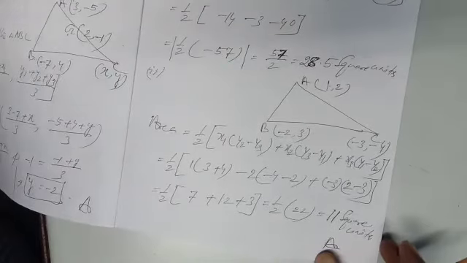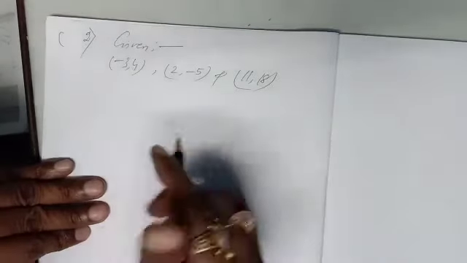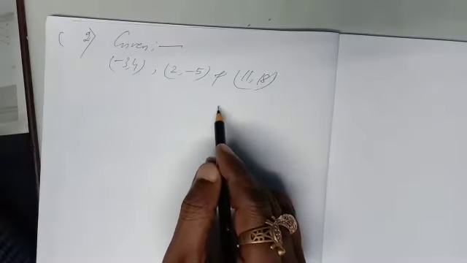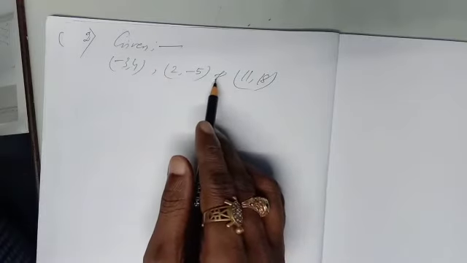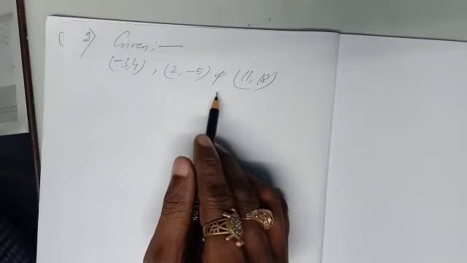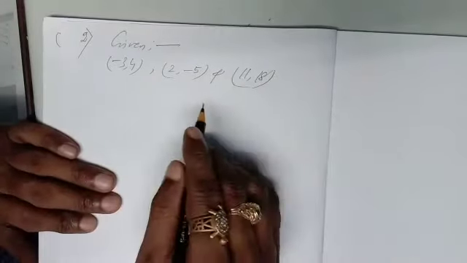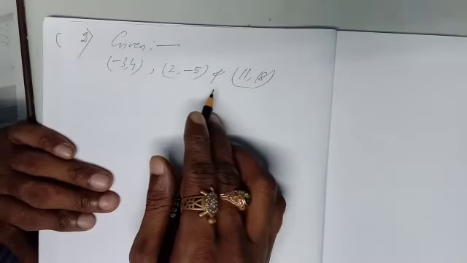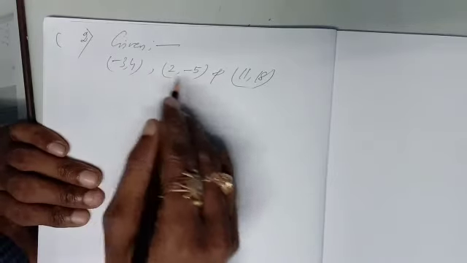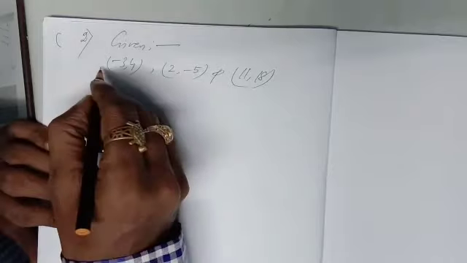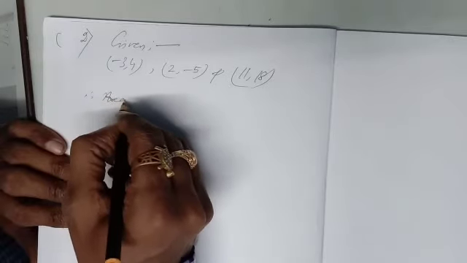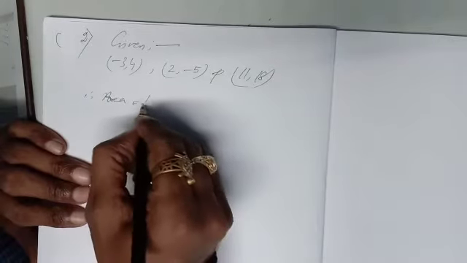Let us see the next question. There are 3 points given: (-3, 4), (2, -5), (11, 18). You have to check whether the 3 points are collinear or not. To prove whether the 3 points are collinear, if the area is 0, that means the 3 points are collinear. That means you have to find out the area containing the 3 points. First point, second point, third point. Therefore, just find the area. Let us assume the 3 points are not collinear.